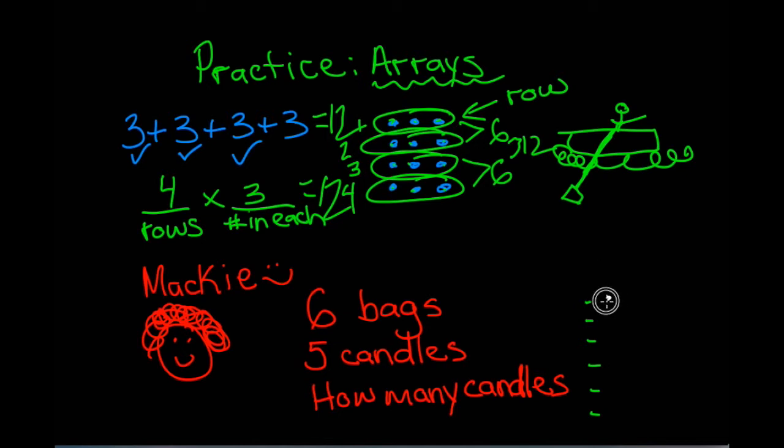So here's the first bag. 1, 2, 3, 4, 5. Okay, here's the second bag. 1, 2, 3, 4, 5. 1, 2, 3, 4, 5. I could count by 5s. I've got 5, 10, 15 so far. Here's the next bag. Go ahead and do that on your own. Pause it if you need to.